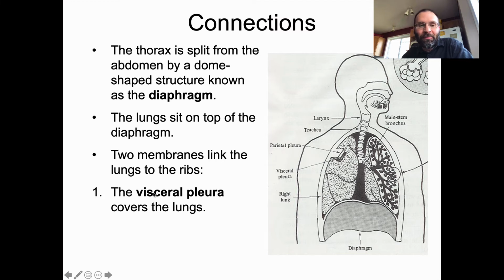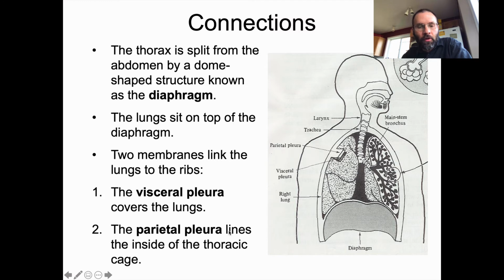It's a membrane, basically, which covers the lungs. And then there's also the parietal pleura, which lines the inside of the thoracic cage. And there's some fluid in there as well that helps these two membranes slide past each other as you're expanding and contracting the lungs. So you can think of it like one of these is on the inside and one is on the outside, and that basically provides you with some lubrication and some flexibility to expand and contract the system.